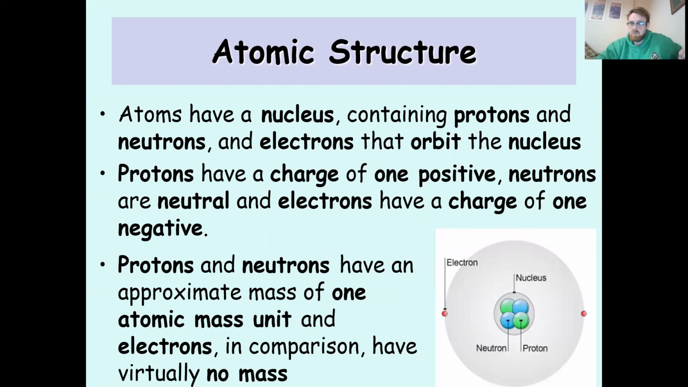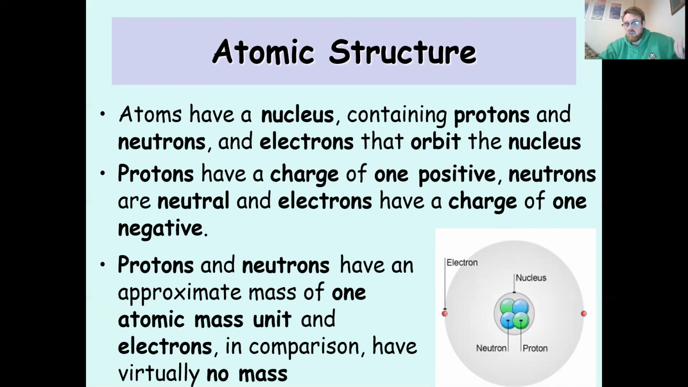Atoms make up everything. They have a nucleus, which is the really dense bit of material in the middle that contains the neutrons and the protons. And they have the electrons that orbit around the nucleus. Protons have a charge of 1 positive. Neutrons are neutral, that's why they're called neutrons. Electrons have a charge of 1 negative.